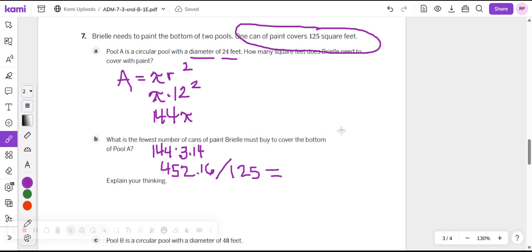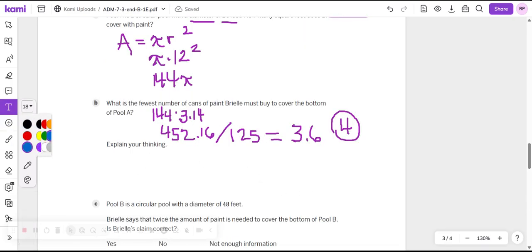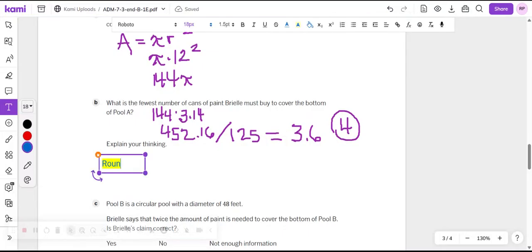And that gives me about 3.6. We can't go to the store and buy 3.6 cans of paint, so we would need to round that up and buy 4 cans of paint. Round up to have enough paint.